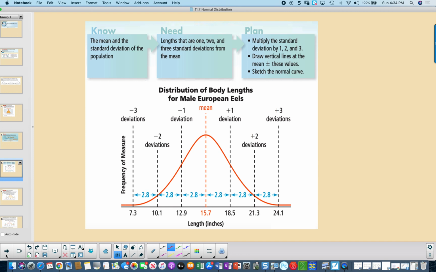If we put this in a bell-shaped curve, we would put the 15.7 in the middle. Well, that's where the mean is. One standard deviation, 18.5. Another standard deviation, 12.9. And we can find the other standard deviations by just continuing to subtract 2.8 or add 2.8.